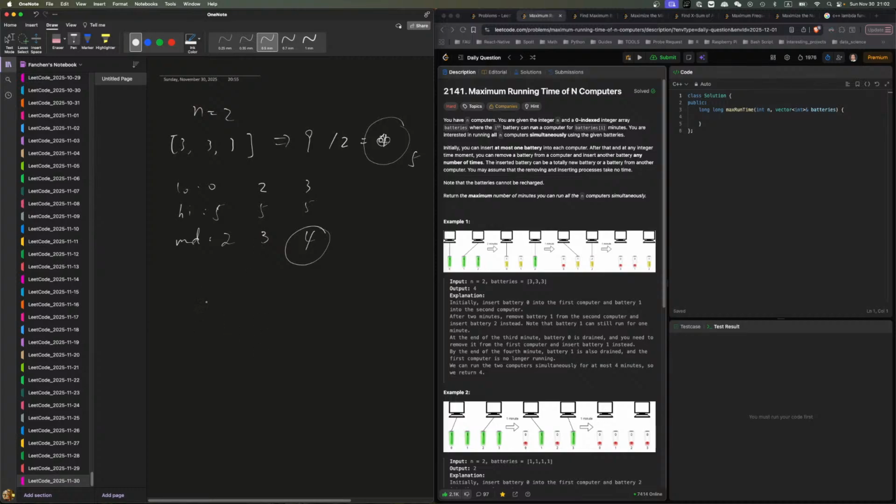So like we have 3, 3, 3. So let's say I do these two first, and then I rotate. And then I do these two. And then I do these two. And that's it. So then we go 1 minute, 2 minutes, 3 minutes, 4 minutes.